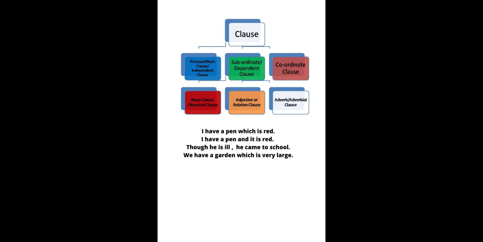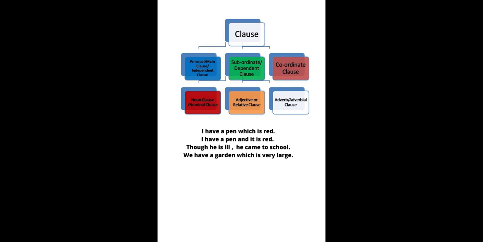Next, now we are going to mention the main three types of subordinate clauses. Subordinate clauses are of three types. Now, make three columns under subordinate clause. Clauses are mainly of three types: principal, subordinate, coordinate. But subordinate clauses are of three types. First type of subordinate clause: noun clause or nominal clause. The other name of noun clause is nominal clause.